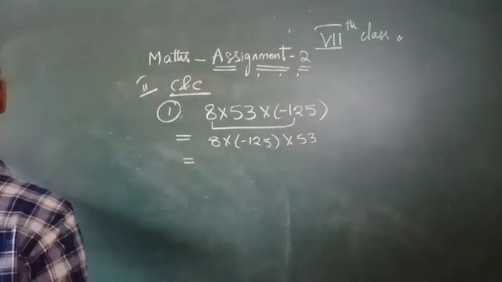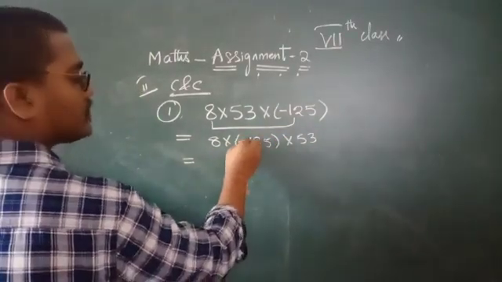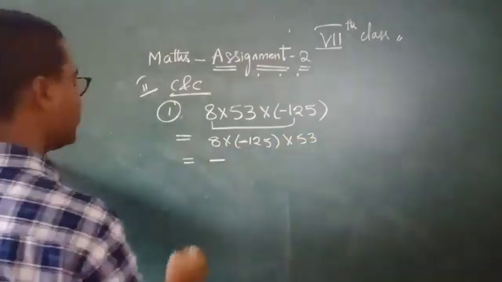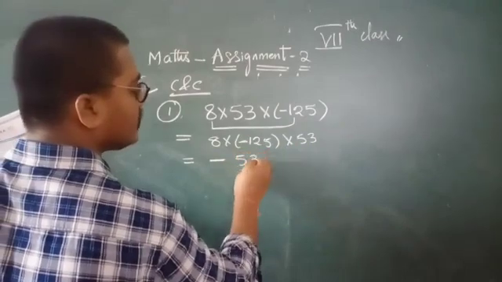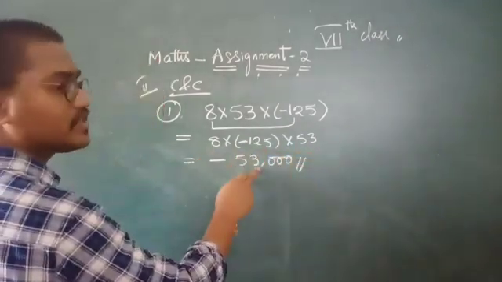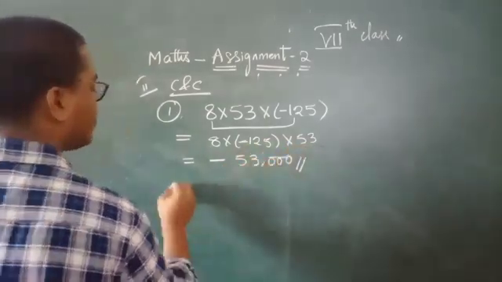So the resultant answer will be, here the negative sign is there, no? So you will get a negative symbol, and when you multiply all these integers together, you will get the resultant answer as minus 53,000. Why? Because when you multiply 125 into 8, it is nothing but 1000. 1000 into 53 is nothing but 53,000.